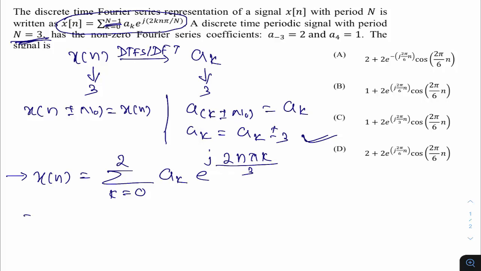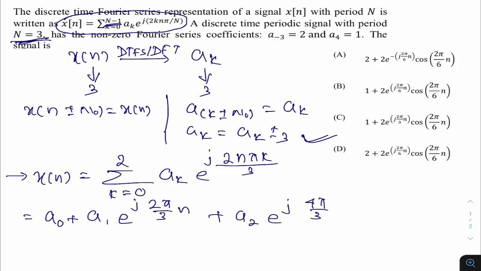So now let us expand this by substituting different values of k. So if I substitute k equal to 0, you get a0, and this exponential factor e raised to power 0 is 1. If I take k equals to 1, what do you get? You get a of 1 into e raised to power j of 2 pi by 3 n, plus if you substitute k equals to 2, you get a2 e raised to power j of 4 pi by 3 into n. Okay, this is what you will get.